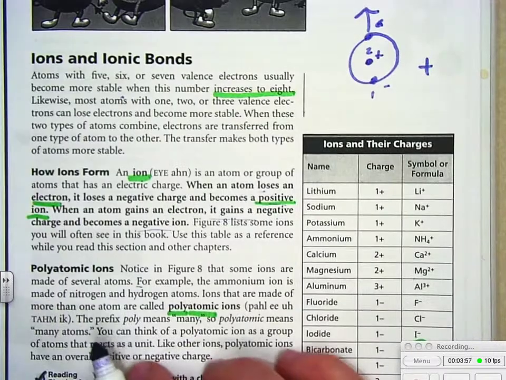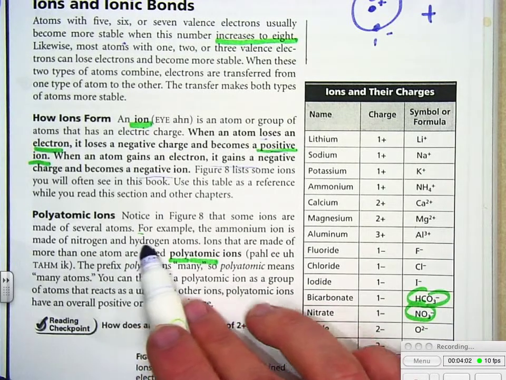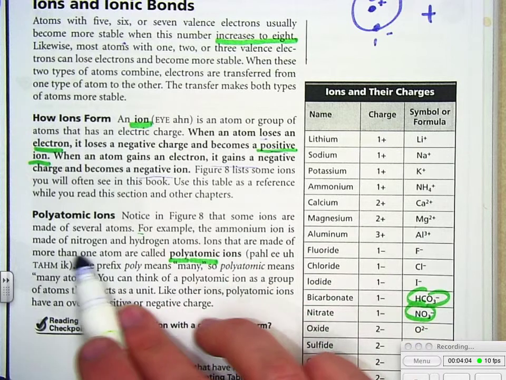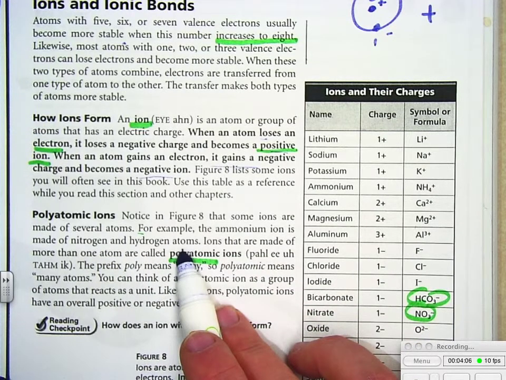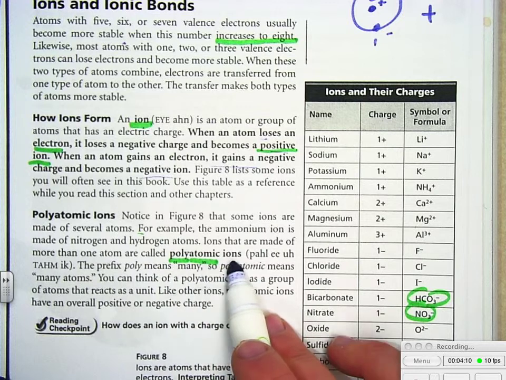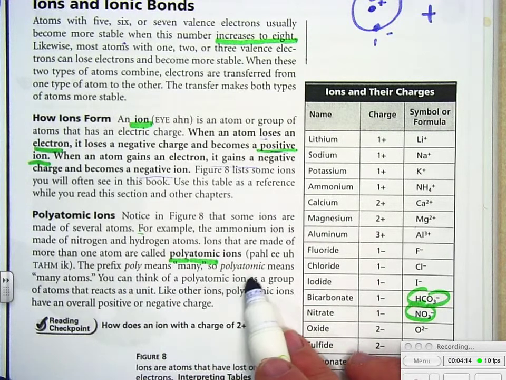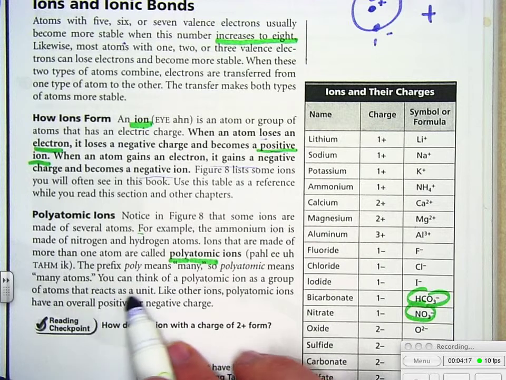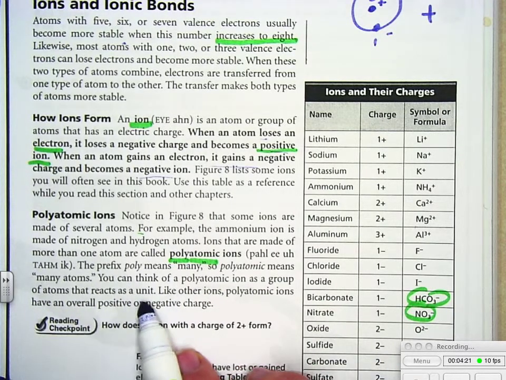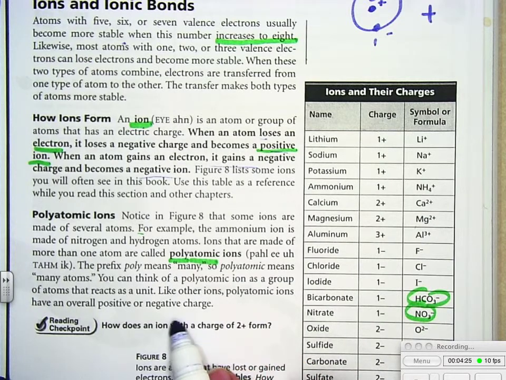Polyatomic ions. Notice in figure 8, some of the ions are made of several atoms. For example, the ammonium ion is made of nitrogen and hydrogen atoms. Ions made of more than one atom are called polyatomic ions. The prefix poly means many, and atomic means atoms. You can think of a polyatomic ion as a group of atoms that reacts as a unit. Like other ions, polyatomic ions have an overall positive or negative charge.